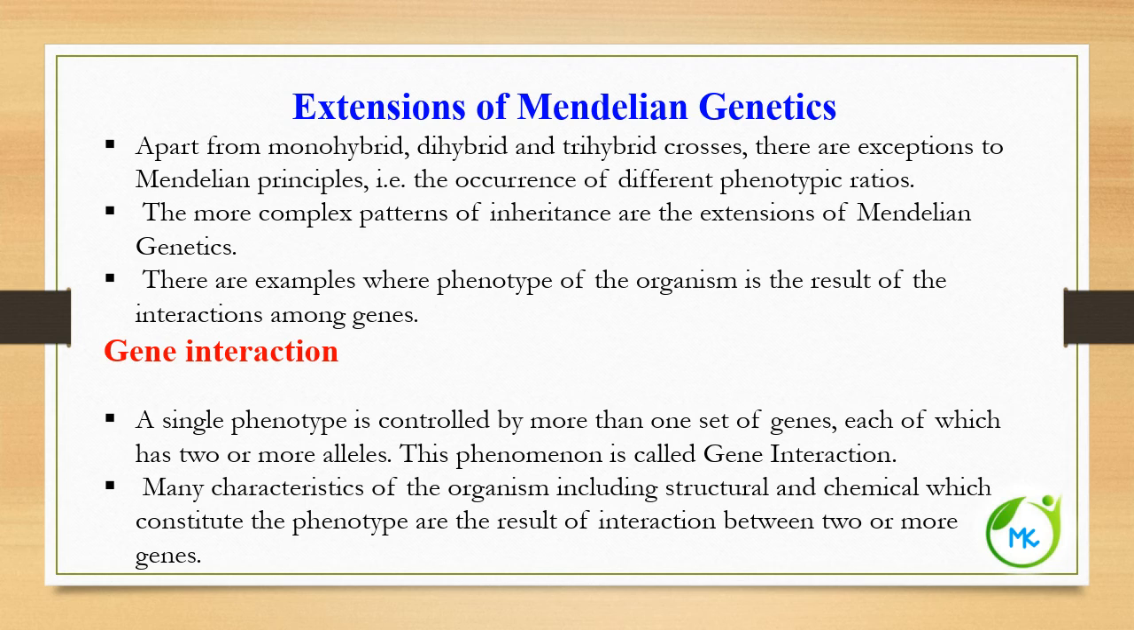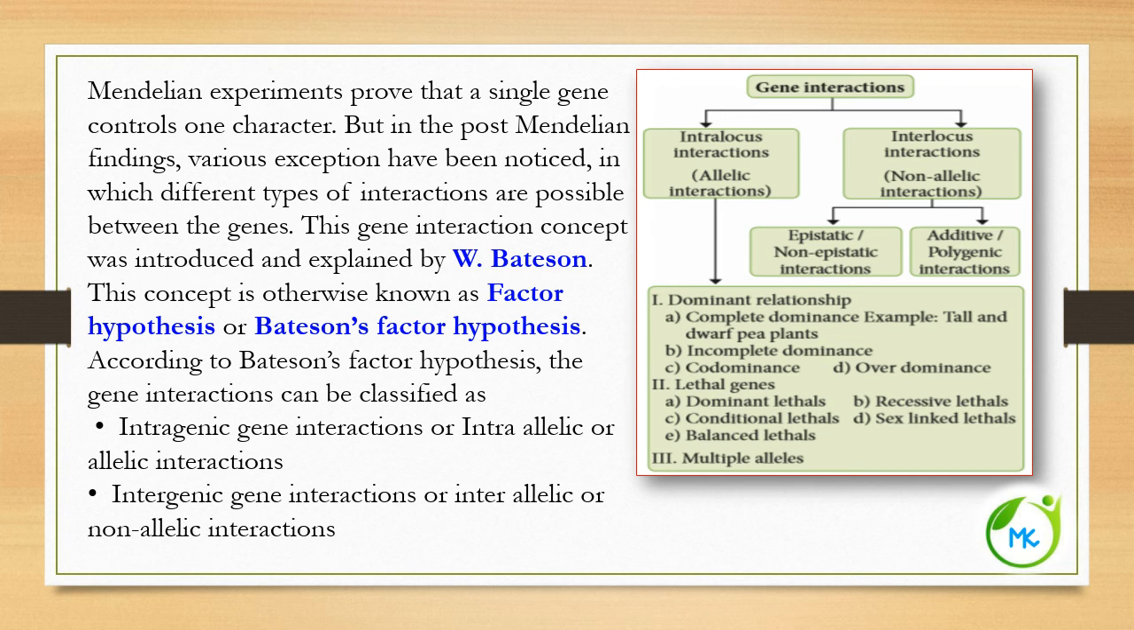Many characteristics of the organism, including structural and chemical, which constitute the phenotype, are the result of interaction between two or more genes. Mendelian experiments prove that a single gene controls one character. Whereas in post-Mendelian findings, various exceptions have been noticed. That is, they have noticed gene interaction. So several genes interact with each other to bring out a single phenotypic effect.